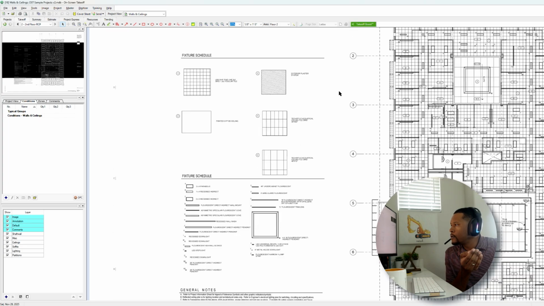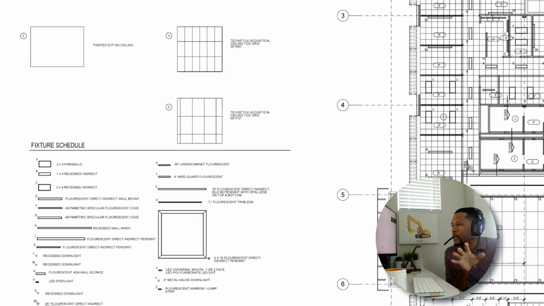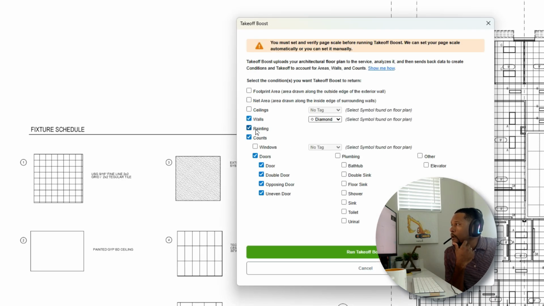So just looking here, we've got your typical 2x2 drop-in ceiling, and then you've got a painted gypsum board. It's indicated here, just typical drywall ceiling. This looks like different sizes here, different types of ceiling grid sizes there. So this should pick all of this up when we go to Takeoff Boost. And this time we only want to look at the ceilings.